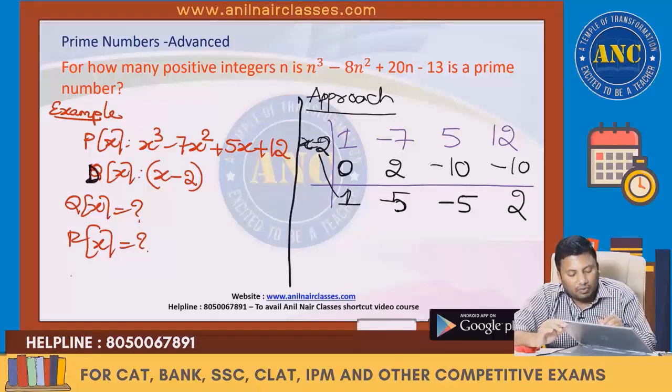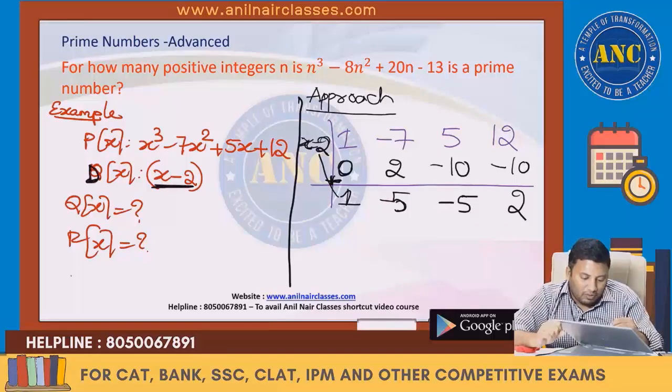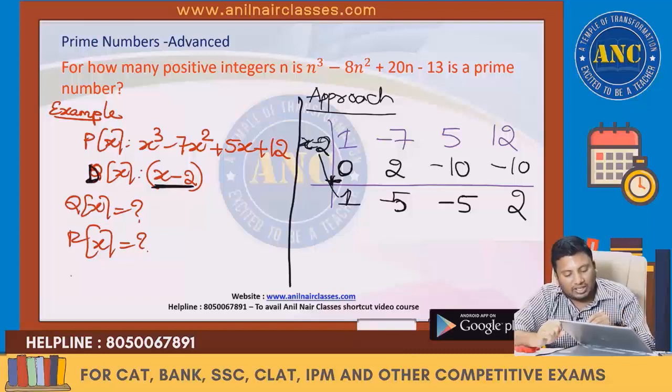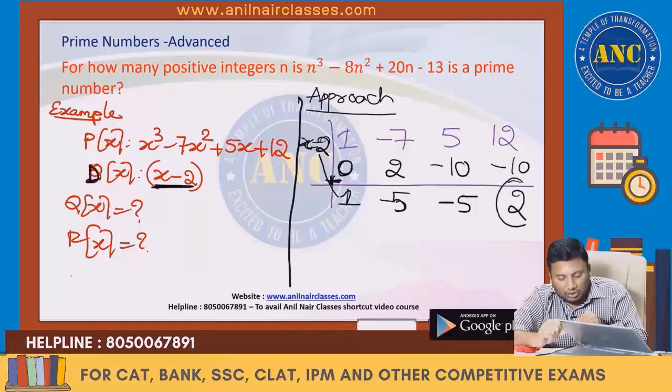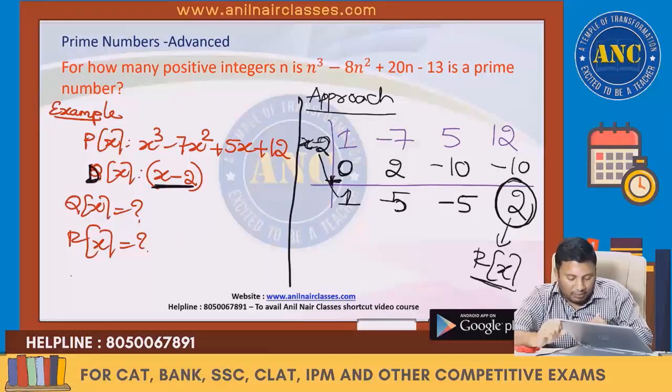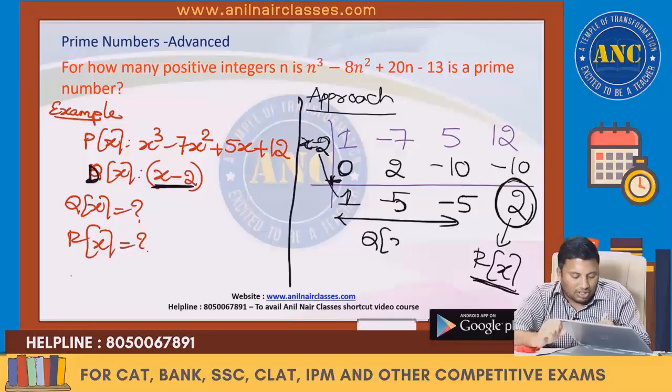Again I am explaining. Start with 0. 1 plus 0 is 1. Multiply with the value obtained by equating x minus 2 with 0; x will be 2. 1, 2s are 2. Minus 7 plus 2 is minus 5. Minus 5, 2s are minus 10. 5 minus 10 is minus 5. Minus 5, 2s are minus 10. 12 minus 10 is 2. The last number is nothing but the remainder, and the others are the coefficients of the quotient q of x.